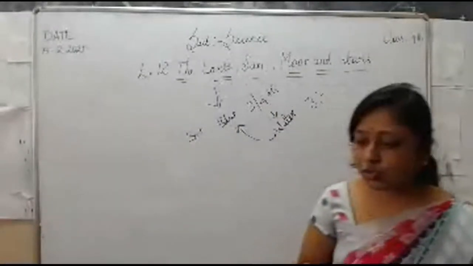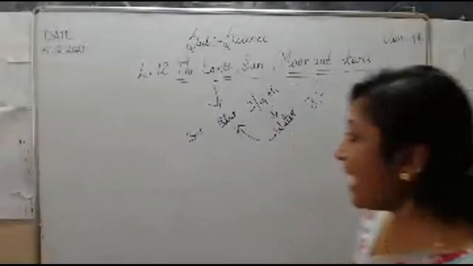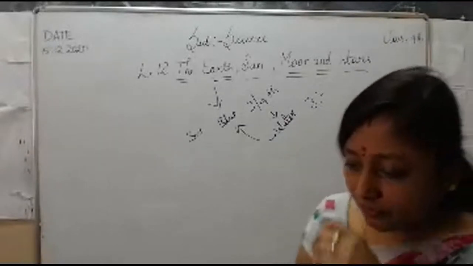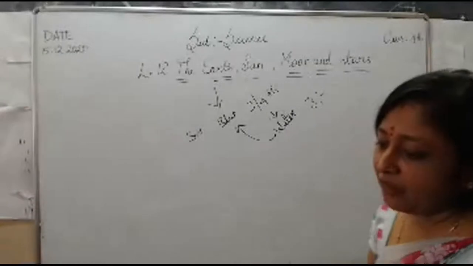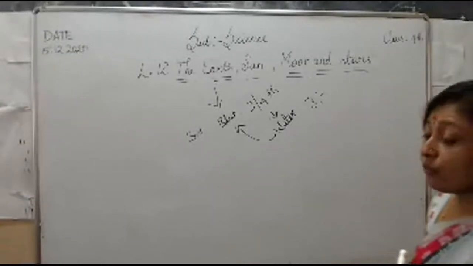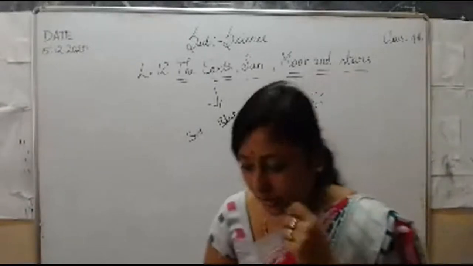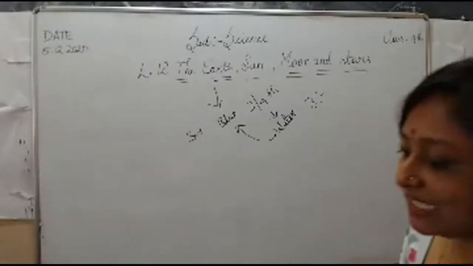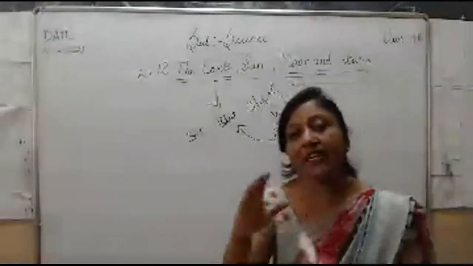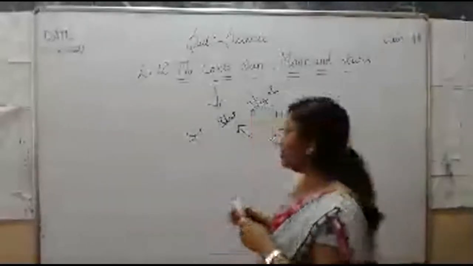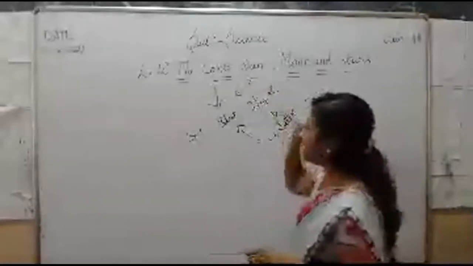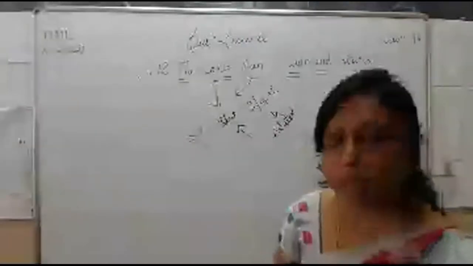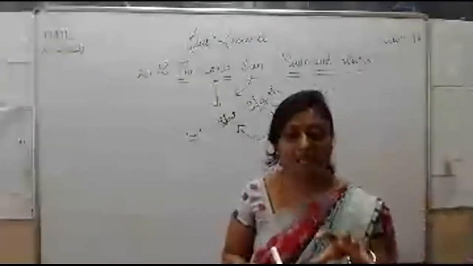It is a planet because it travels around the sun in a fixed orbit. And also it gets light from the sun. It is depending on the light of the sun. We are also depending on the sun's light.